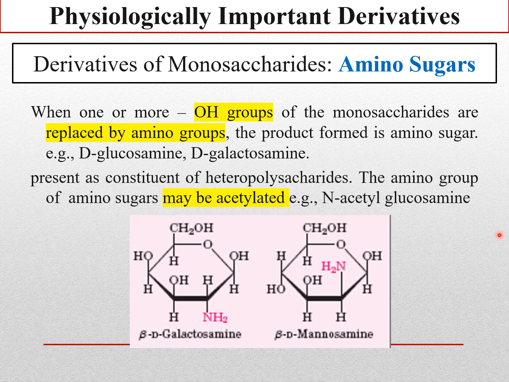A derivative or modified sugar is amino sugars. Amino sugars are simple. If this is galactose, supposedly here should be OH, but now modified with addition of amino group. Therefore, it is now known as galactosamine. While for the mannose, supposedly here should be OH. It is now replaced by amino group. It is then known as mannosamine. So that is amino sugar, replacing the OH with amino group.